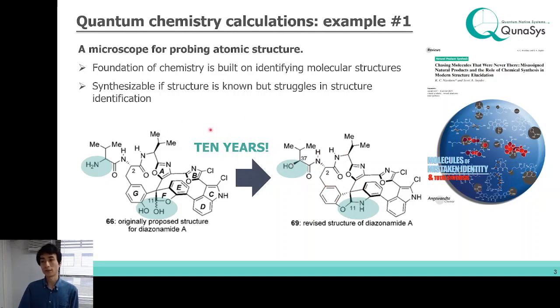And this task is very important in chemistry because if we know the molecular structure, then we can synthesize those molecules. For example, there's a natural molecule with unknown structure, but if we know the structure of that molecule, we can synthesize it artificially. So this structure identification task is very important in chemistry, and often these calculations can help to identify the structure of the molecule.